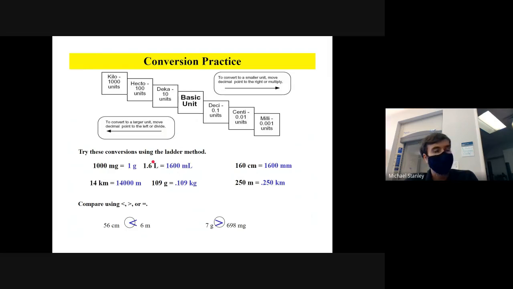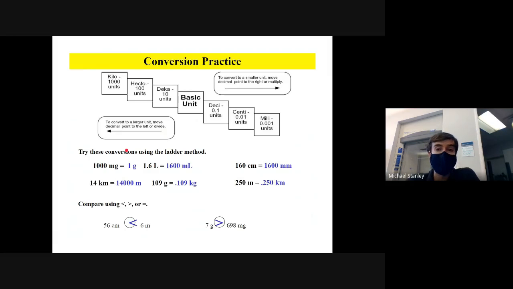So let's see here. I'm going to check and see if the person who filled in these answers on this slide did them correctly, at least for a couple of them. I'll kind of pick and choose. So this person says that 1,000 milligrams is the same as 1 gram. So first off, we're going from milligrams to grams.